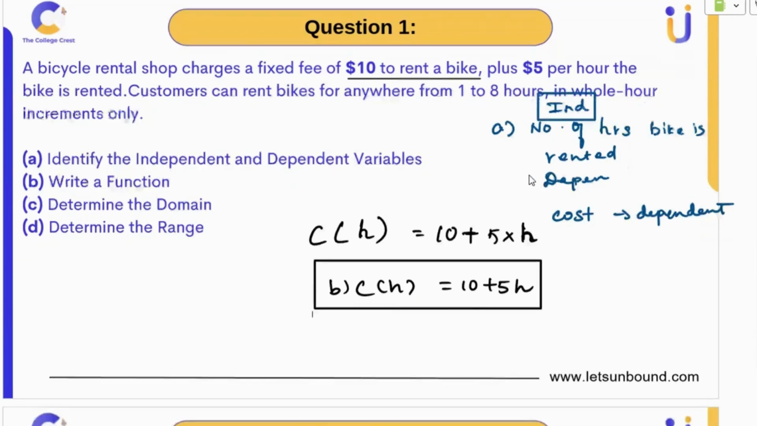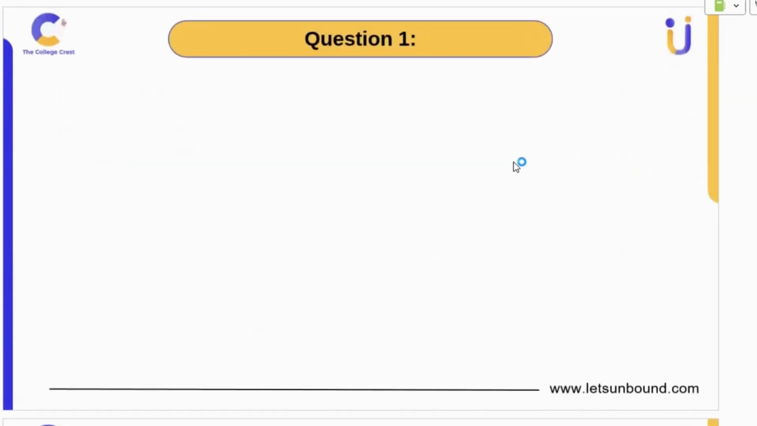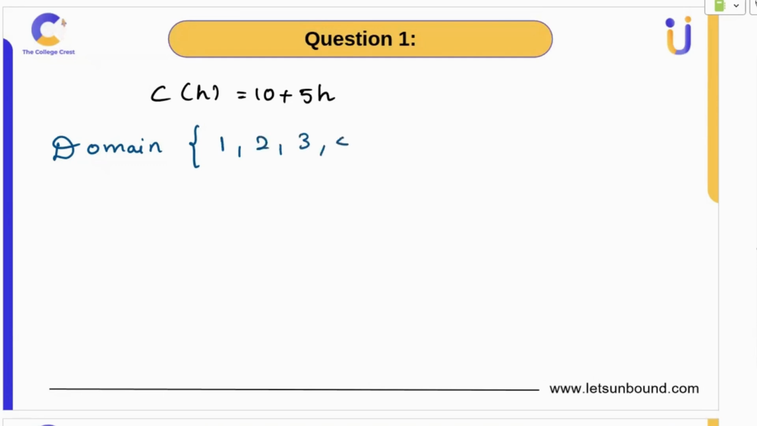Now, determine domain and range. Okay, I have a function now. C of h is 10 plus 5h. Domain is all the possible input values. They said clearly you can rent it from 1 to 8 hours, only whole number increments. So 1, 2, 3, 4, 5, 6, 7, 8. No decimal, no fraction, no other numbers, just whole numbers.